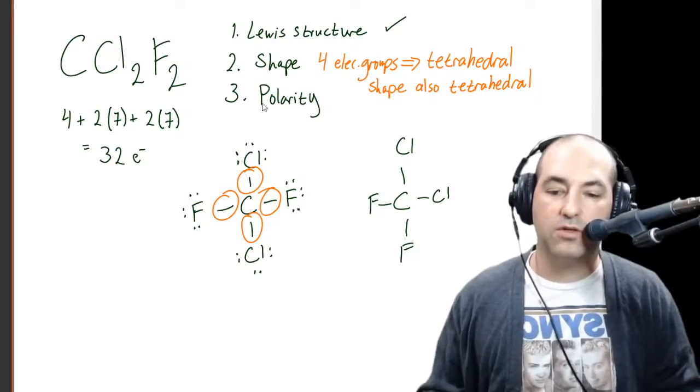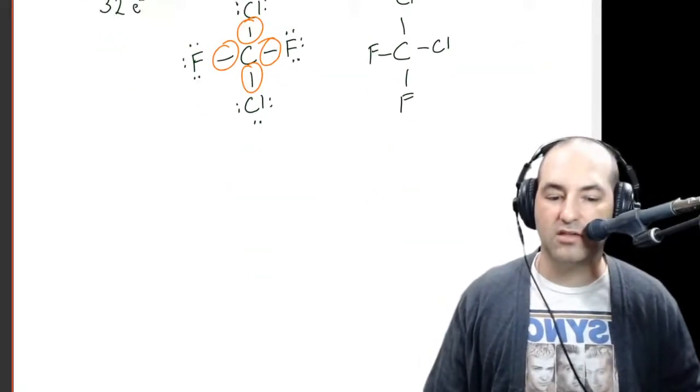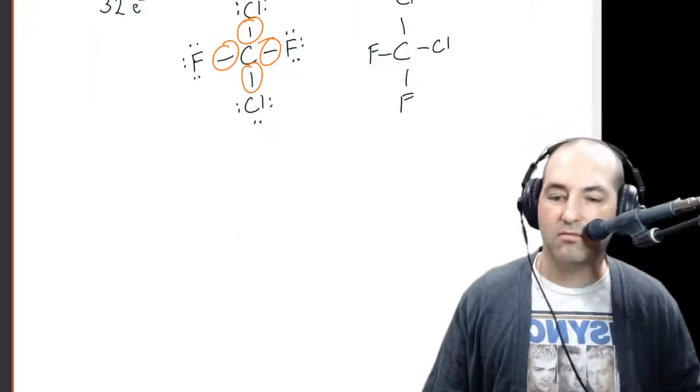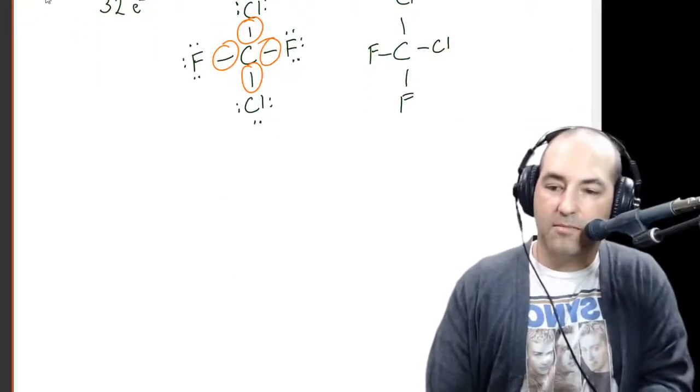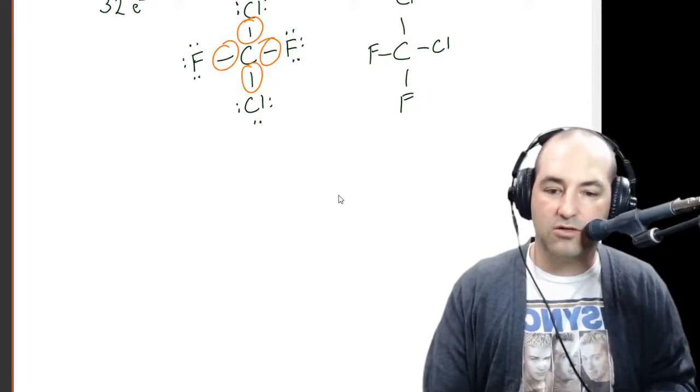Okay, so now to judge the polarity, we may need to redraw this a little bit. And I'm just going to tell you, this is a hard one. This is something I probably wouldn't put on the exam, but let's look at it anyway. So let's draw this in its tetrahedral form.